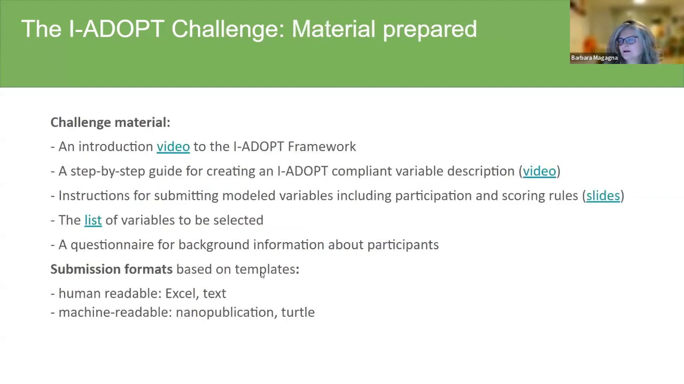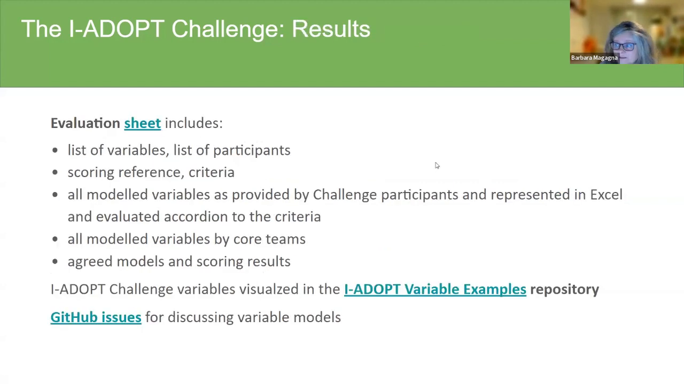The challenge material was prepared in the summer. We had the introduction video, and a step-by-step guideline video and instructions how to participate. Also the scoring rules, the list of variables and the questionnaire. And the people could submit their variables either as human readable, as an Excel or text, or as machine readable output in nanopublications or turtles. And the evaluation sheet included all the variables, and you can see this all transparent. You can see that they're all there from all the participants. We normalized them and presented them as Excel. You see there also the scoring reference and also all of the criteria, which was very detailed to be able to compare all this.